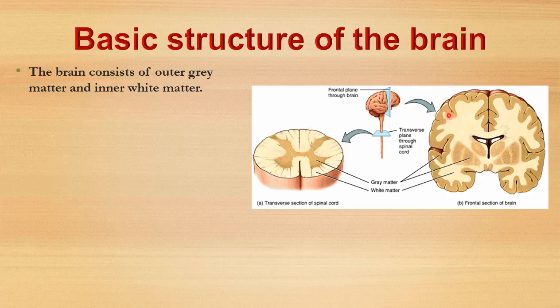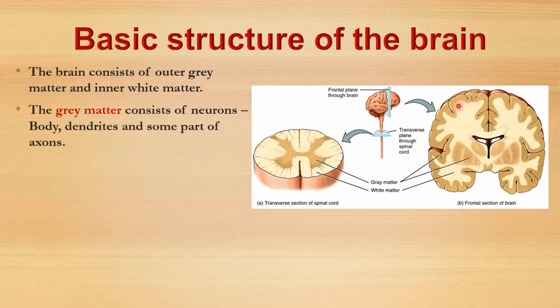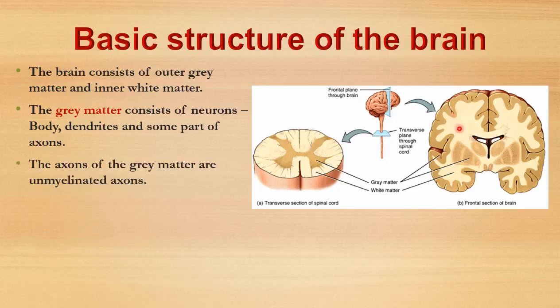As I told you, the gray matter mainly consists of the neurons. Here when I refer to neurons, the cell body, dendrites and initial part of the axons are present in the gray matter, because they have to start from the gray matter. These axons present in the gray matter are unmyelinated axons. Then the white matter is made of myelinated axons.